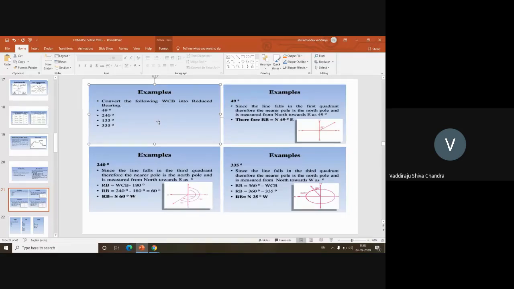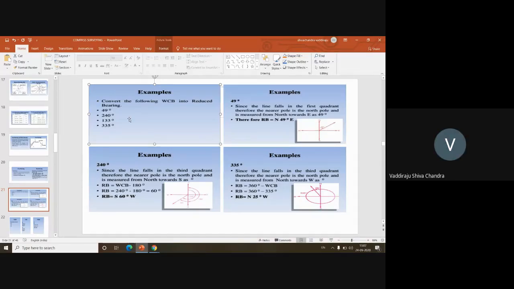Whole circle is 360 degrees. I hope you all agree. Okay, so when the survey line has a bearing of 49 degrees, it means it comes in the first quadrant. See here. So what will be the quadrantal bearing or reduced bearing of this now? North 49 degrees east. It is coming in the northeast quadrant, right?